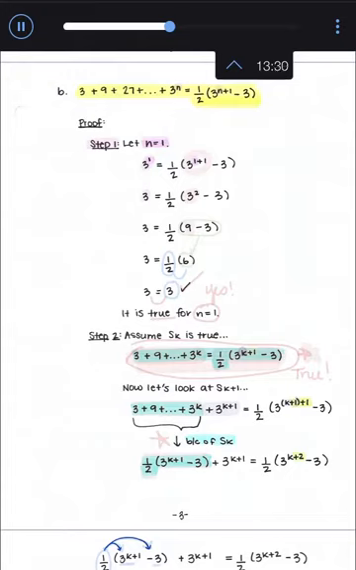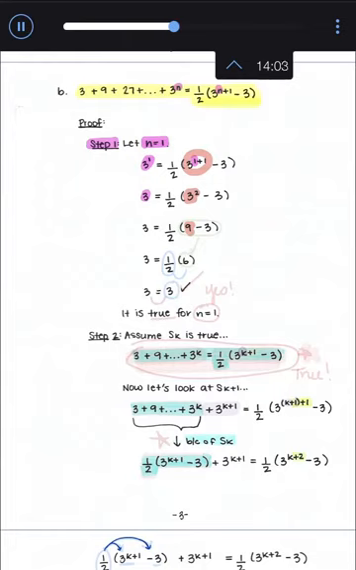Okay, so we're going to prove this using mathematical induction. Mathematical induction says start with step 1, which says let's just try it for n equals 1. If you plug in 1 for n, on the left-hand side we'll only get up to 3 to the first power, which is just 3. Plugging in a 1 on the right-hand side, if you simplify this piece, 3 to the second, or 3 squared, is 9.